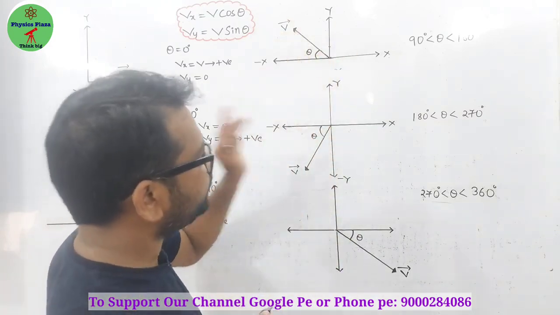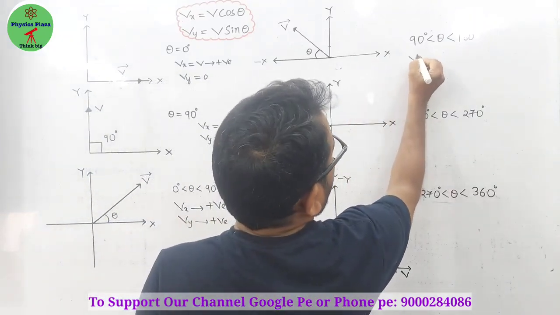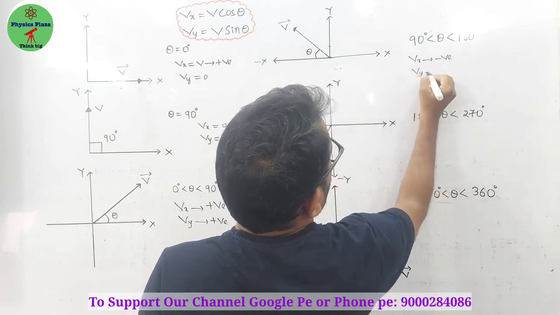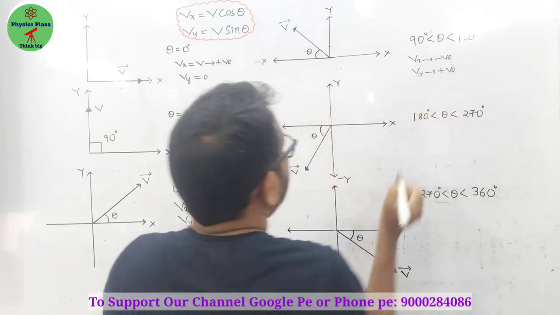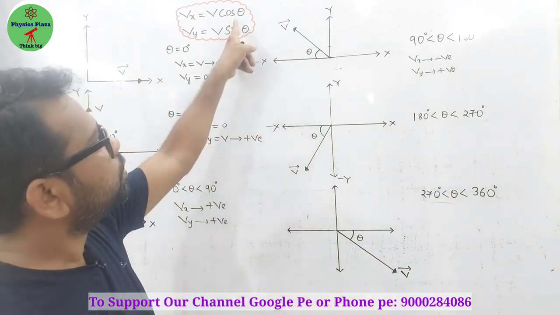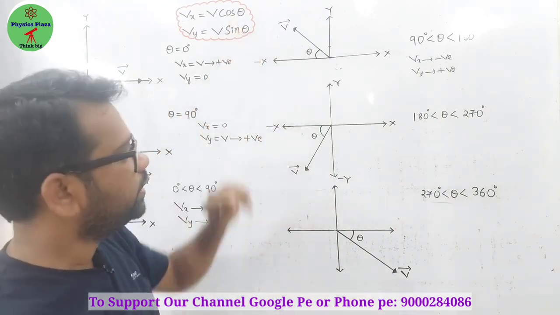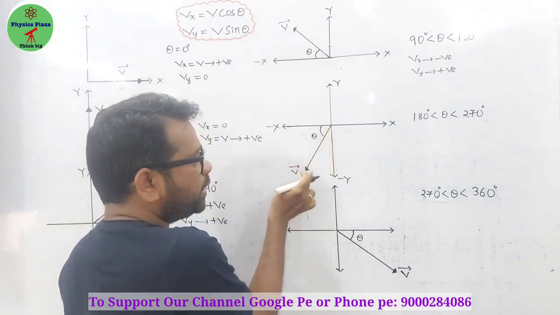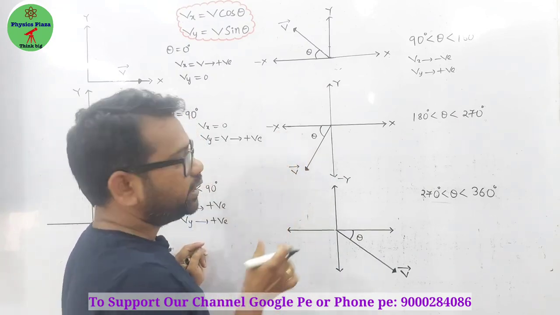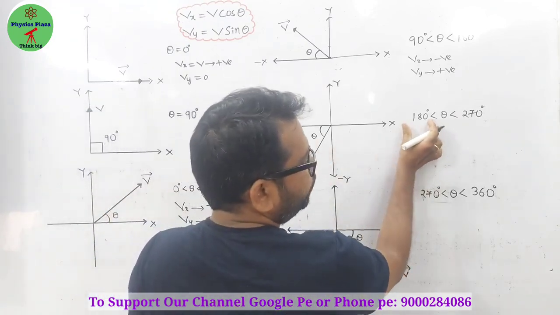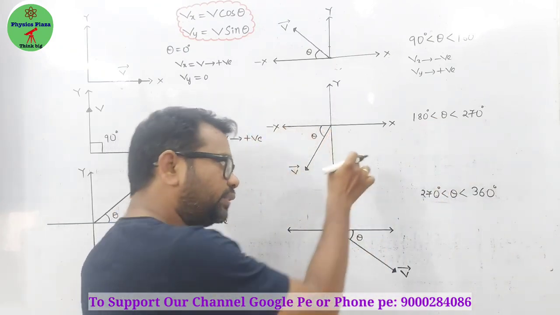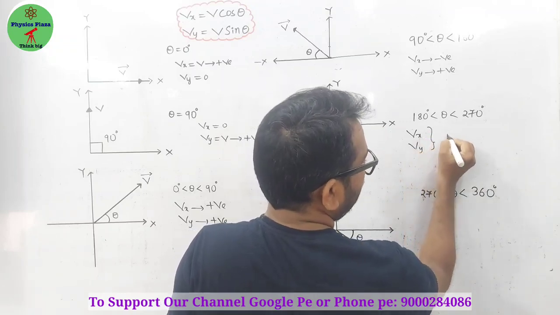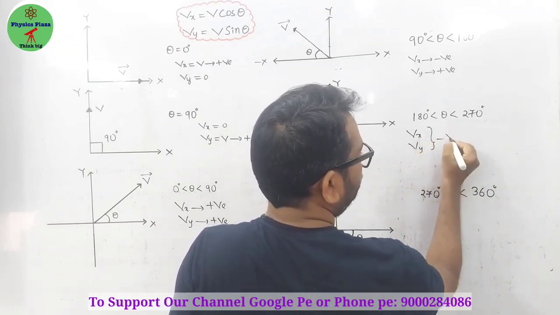Now in this case, Vx is negative and Vy is positive. Vy is positive because in the second quadrant, children, cos theta is negative and sin theta is positive. Whereas in this case, the velocity vector is lying such that it is making angle theta with the negative x-axis. Theta is between 180 degrees and 270 degrees. So in this case, Vx and Vy both have some values and both are negative. Both are negative only.